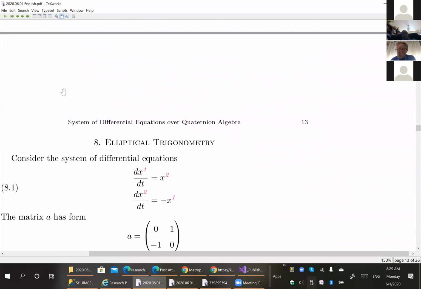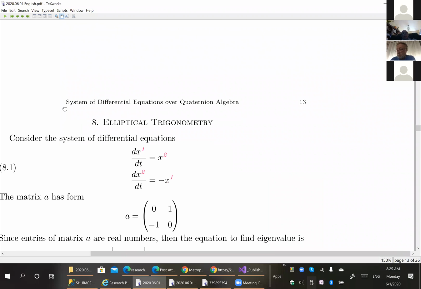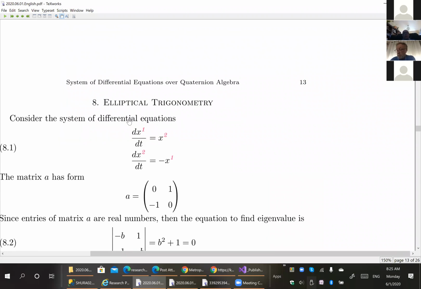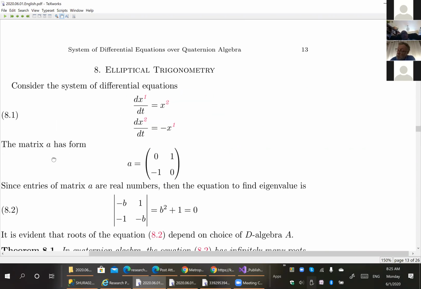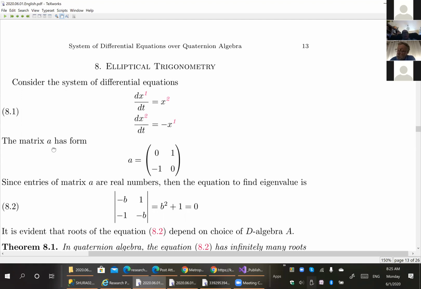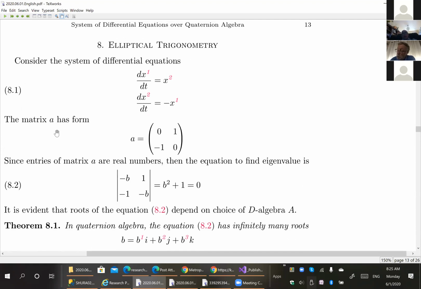Now I consider a very simple differential equation. It's dx1 over dx equals x2, and dx2 over dx equals minus x1. Here the matrix is very simple. And because it's real numbers, it's very easy to see that any solution that I find will satisfy the system of differential equations. And because I deal with real numbers here, the quasi-determinant will coincide with the determinant.